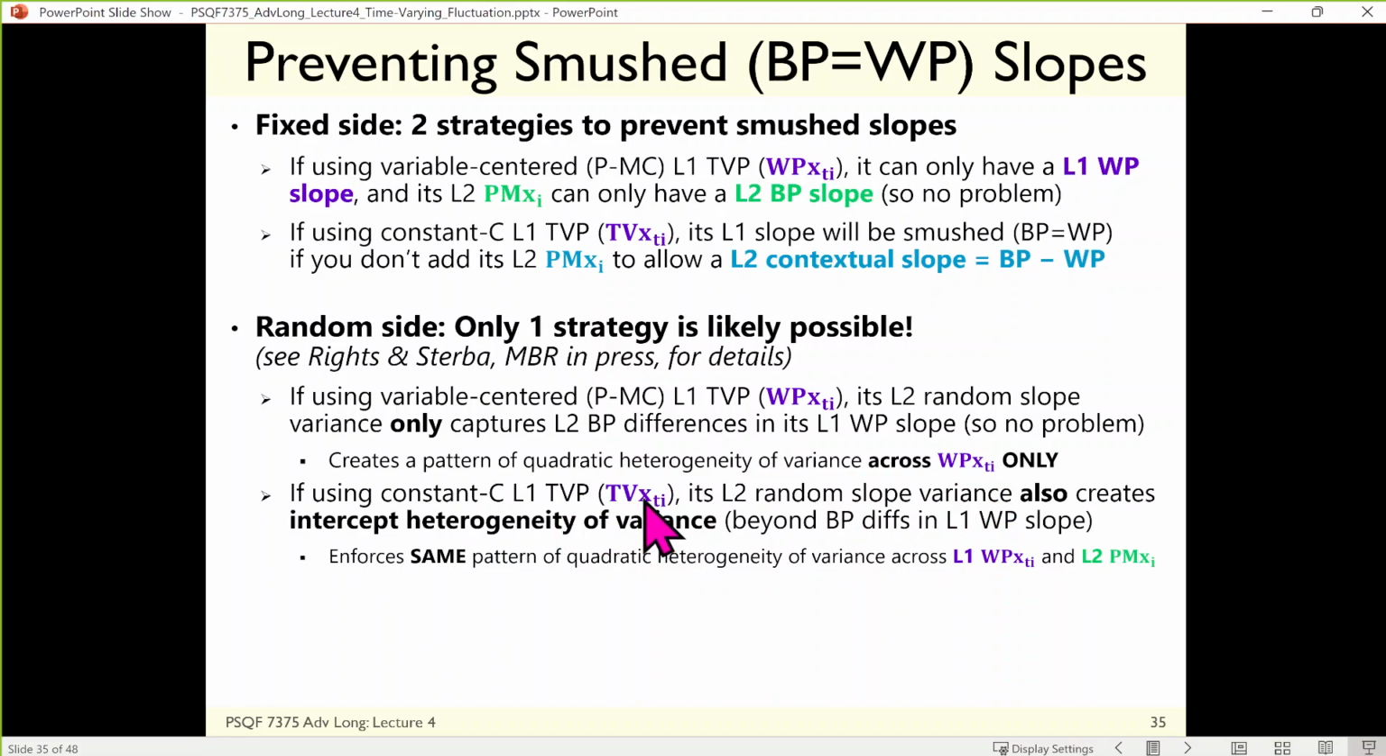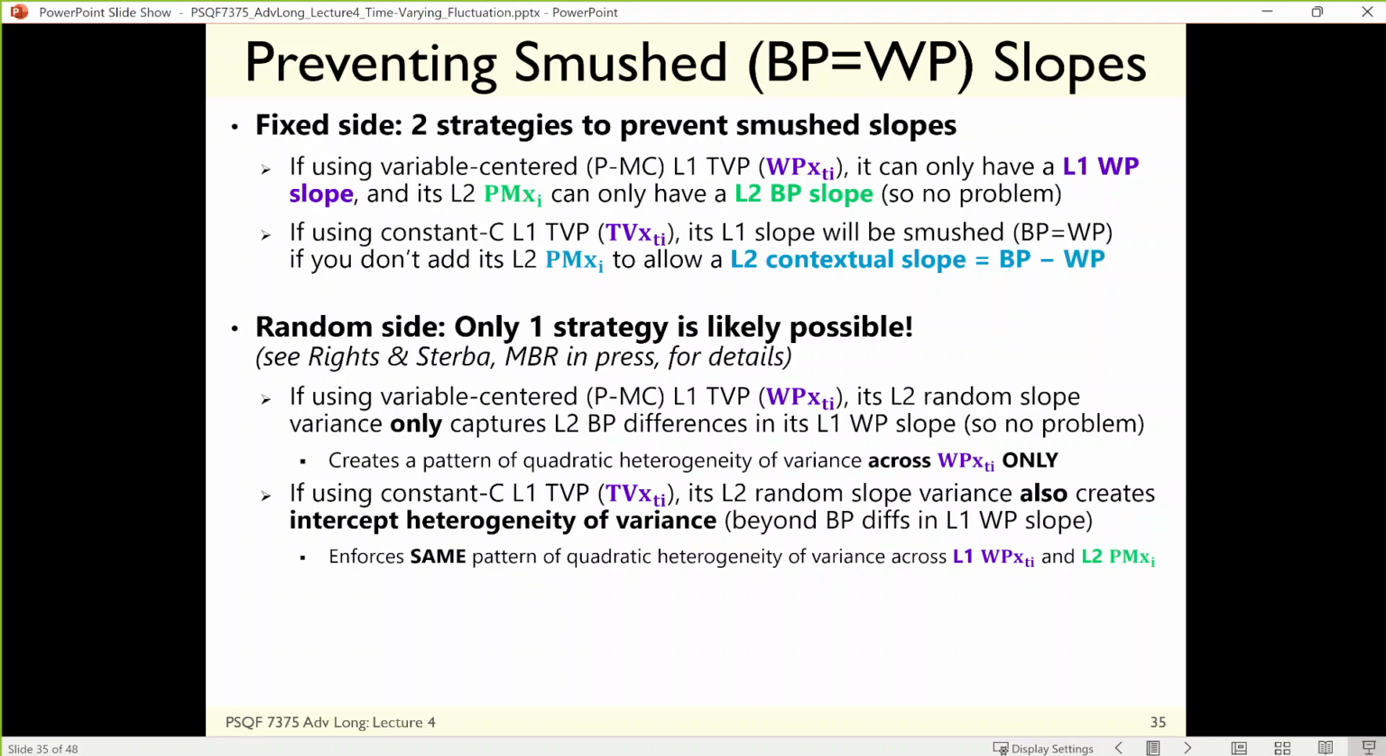But if I put in a random slope for a constant centered predictor instead, then what I'm doing is saying that the extent of that quadratic heterogeneity of variance across X happens equally to the level 1 part of X as it does to the level 2 part. So it's creating heteroscedasticity of the intercept at level 2 at the same time. And to the extent that the data don't like that, then the coefficient that you get back for the random slope variance is going to be wrong. It's going to be some mixture of whatever it should have been at level 2 and whatever it should have been based on level 1. So it's smushed. It's the same problem.